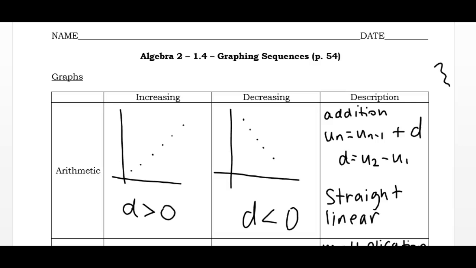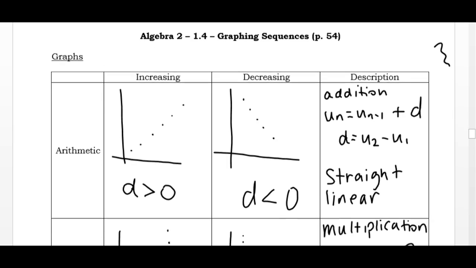This is Algebra 2, Lesson 1.4, and in this lesson we're going to summarize the three different sequences we've been looking at and then talk about what their graphs would look like. So I have this table already filled out and I'll just kind of talk about it. You can pause as you need to.